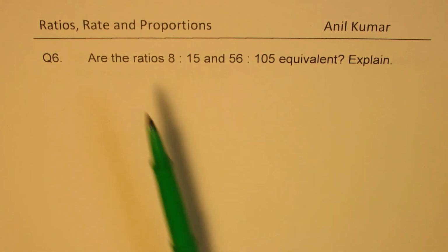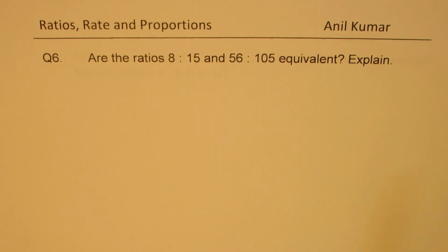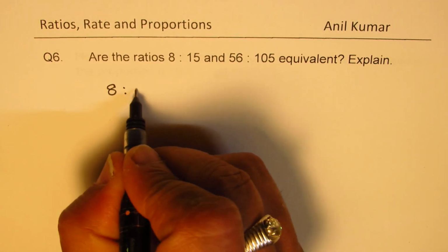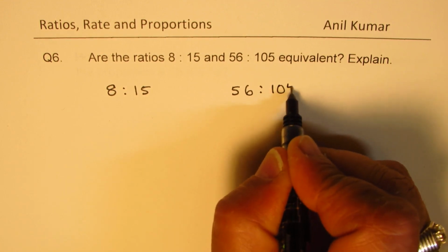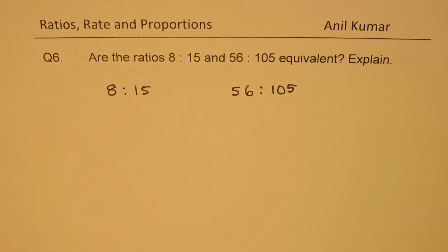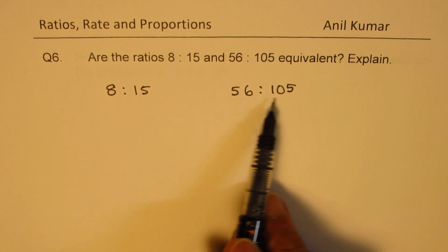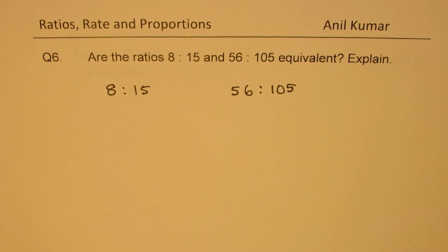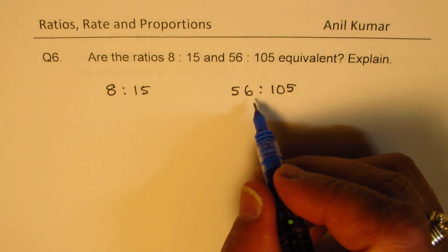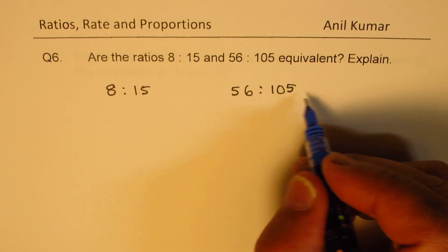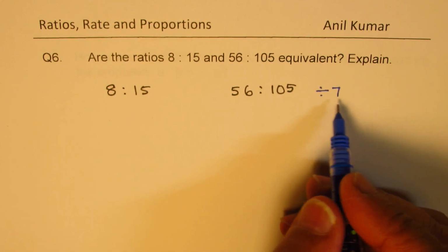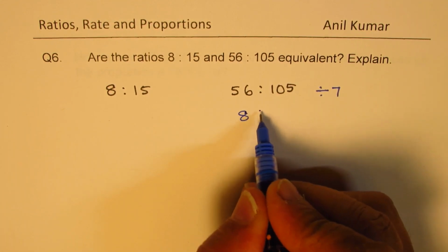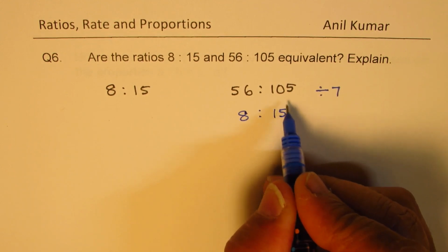Are the ratios 8 is to 15 same as 56 over 105? So a couple of ways to do it. We have 8 is to 15 on one side and 56 is to 105 on the other side. So what we could do here is divide this by some number. 8 times 7 is 56, so we could divide this by 7, right? So when you divide by 7, you get this as 8, and 7 times 15 is 105.